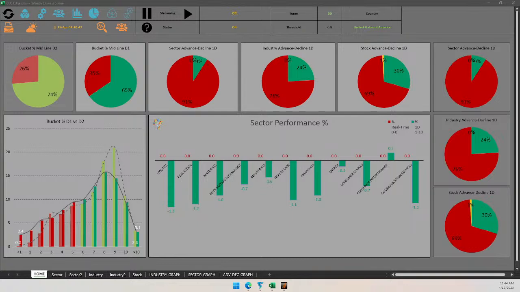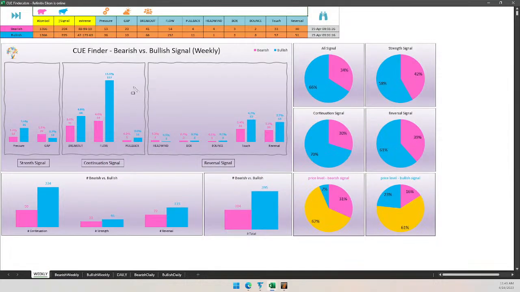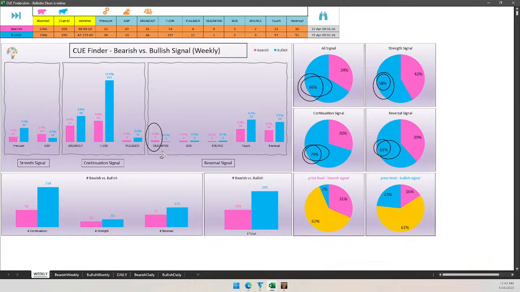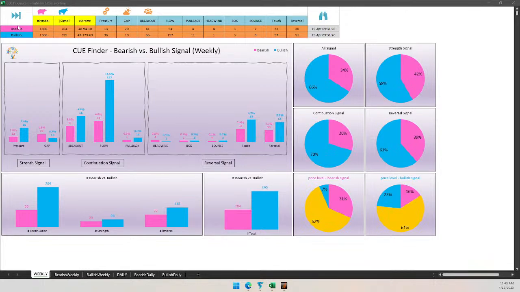What about technical breadth? We saw sector industry stock advance decline breadth for the week was bullish, and technical breadth for the week is also bullish overall and across all the categories also. Overall 66% of technical weekly signals are bullish, and strength signals are also bullish overall. Trend continuation, trend reversal, everything is bullish overall. There is not enough percentage of bearish headwinds as well. This is in sync with QH sector industry stock advance decline breadth.